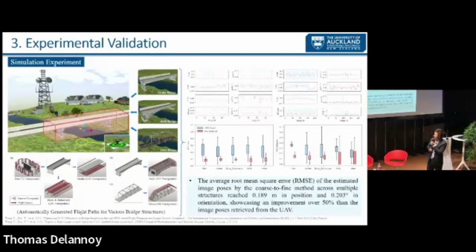We have run two types of validation. The first one is that we run a simulation and build different types of bridges in the simulation and evaluate whether the proposed framework can be better than our manual way. You can see from the simulation results, we can reach over 50% improvement over the manual way.